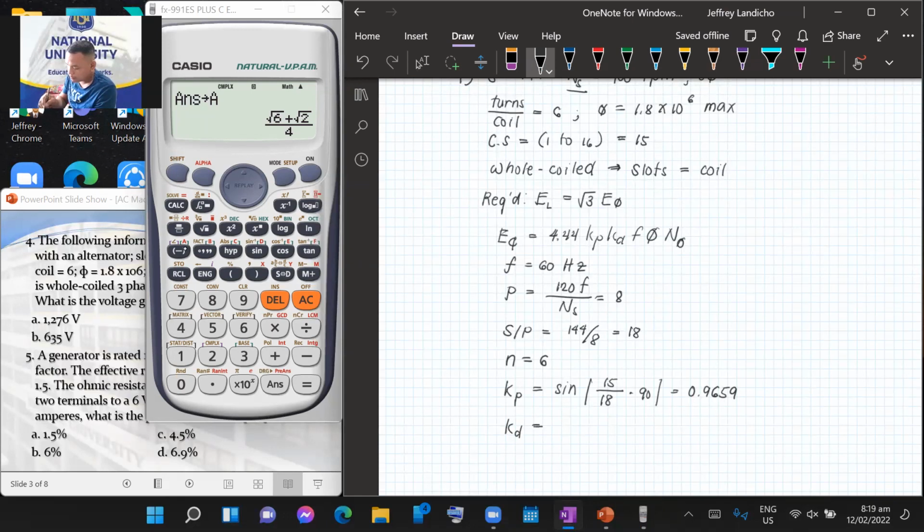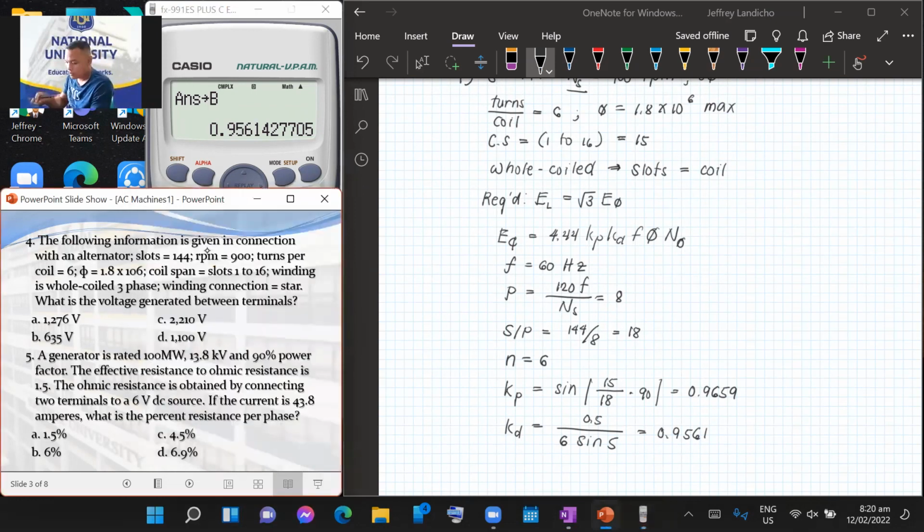Next, distribution factor. So, meron na tayong n. Numerator is sine of 0.5 times n, n is 6. So, therefore, you have sine of 5 over 6 times sine of 5 over 6, 0.5 divided by 6. So, you have 0.9561. Start ko na lang siya kay B para diretso. So, 0.9561. Wala nang problema.